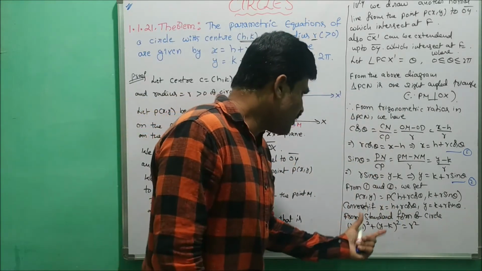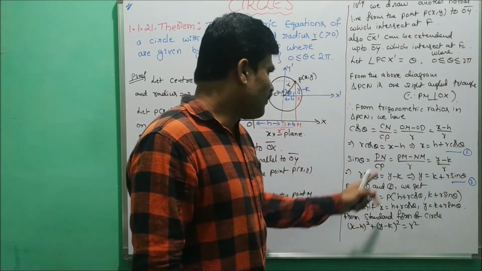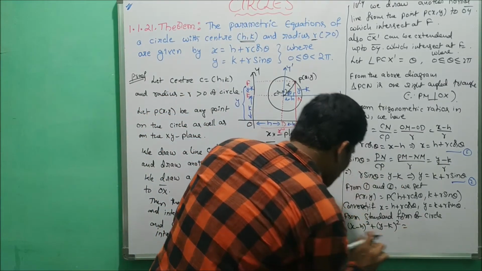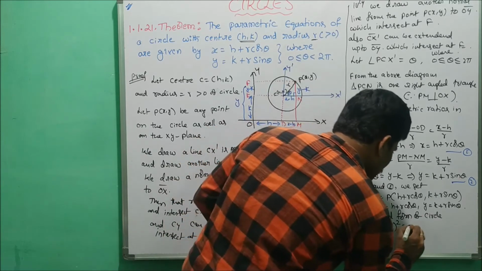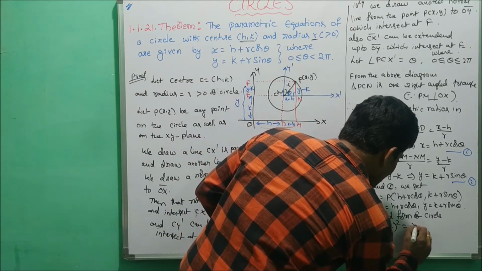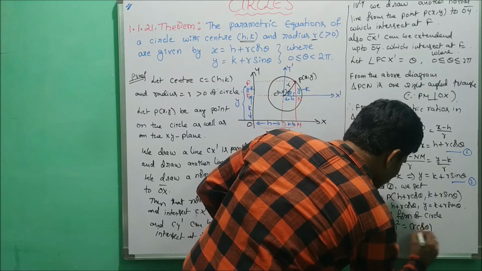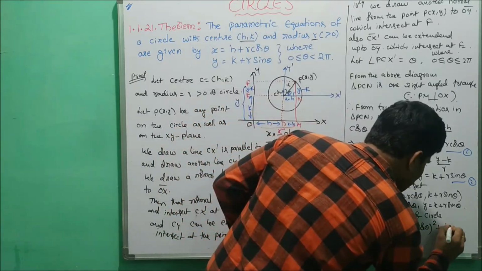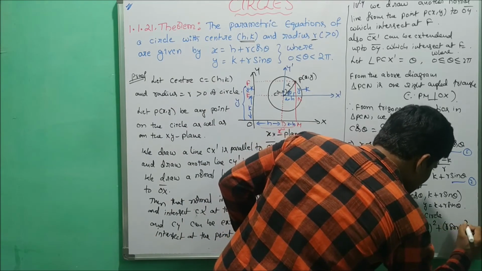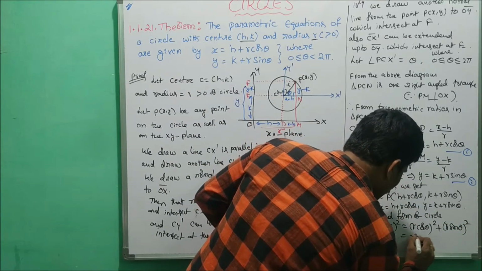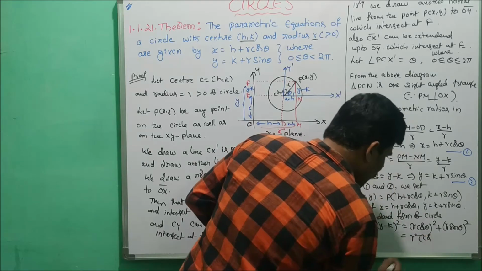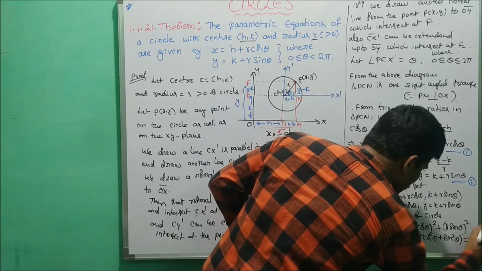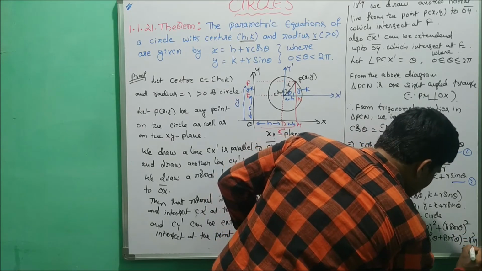In that we substitute x minus h and y minus k. Here we write x minus h whole square as r cos theta whole square, plus y minus k equals r sin theta whole square. Now it can be simplified: we take r square common, r square into cos square theta plus sin square theta, which equals r square into 1, which is always equal to r square.